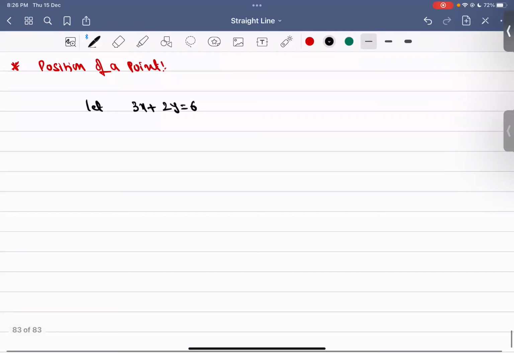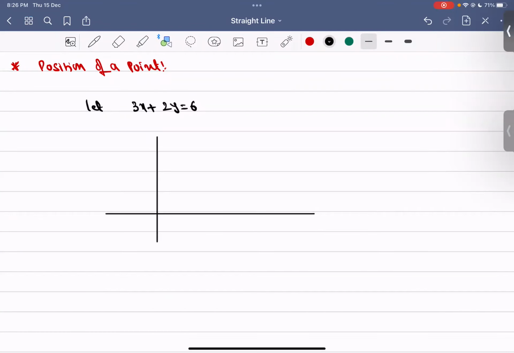So this line intersects the x-axis. On the x-axis y is 0, therefore it intersects the x-axis at 2 comma 0. On the y-axis x is 0, therefore it intersects the y-axis at 0 comma 3. So this is the line 3x plus 2y is equal to 6.